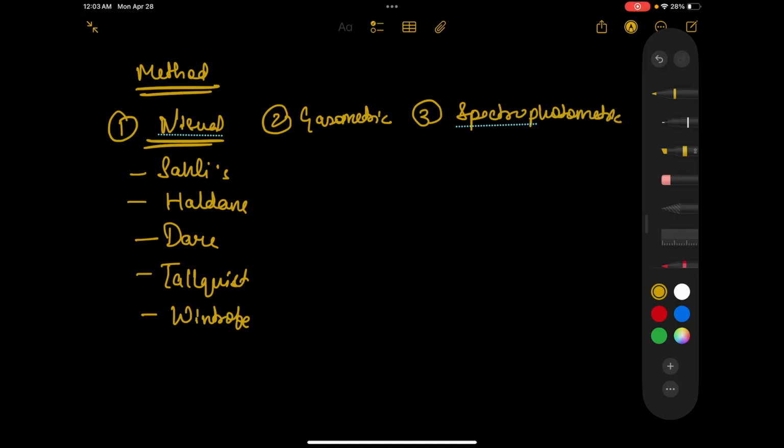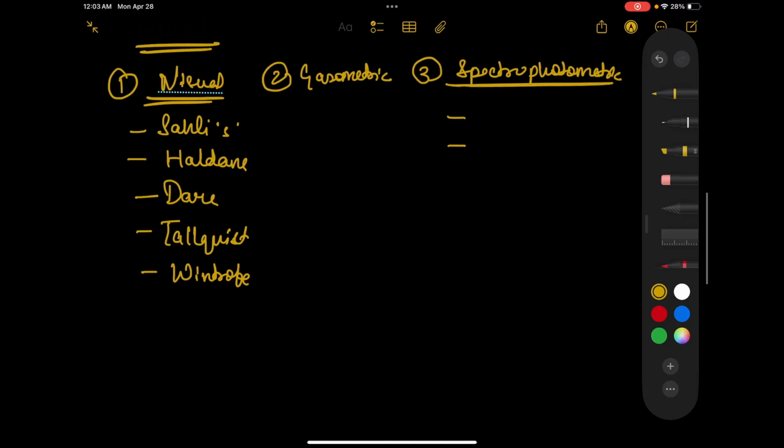Under the spectrophotometric method come two: number one is the cyanmethemoglobin method, and number two is the oxyhemoglobin method. These are the two spectrophotometric methods. Apart from that, we have other methods like the alkaline hematin method, the comparator method, or the specific gravity method. We also have automated methods which are used in labs, of course. Today we'll discuss Sahli's acid hematin method.